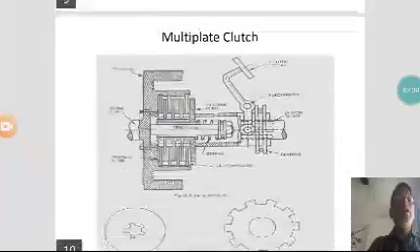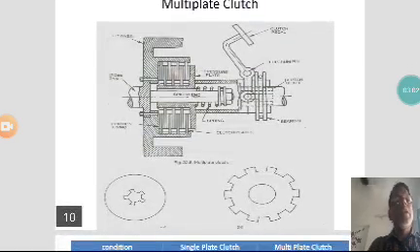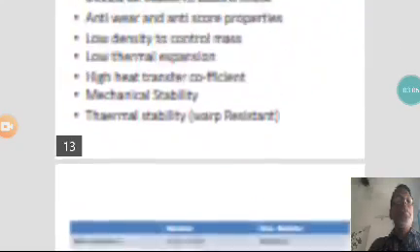In the multiple plate clutch, the size, especially the radial diameter, is less. We are accommodating more surfaces, so that's why the diameter is less. There are more than 2 plates mounted on a driving shaft and more than 2 plates mounted on a driven shaft. That's why it is called the multiple plate clutch.